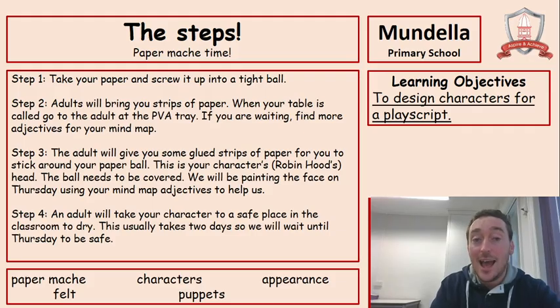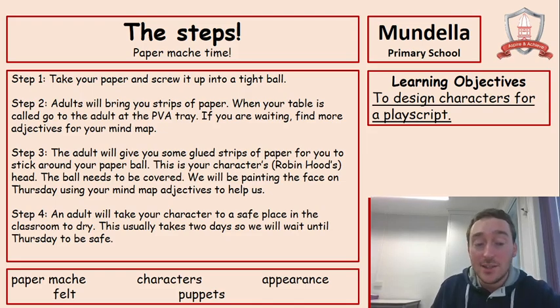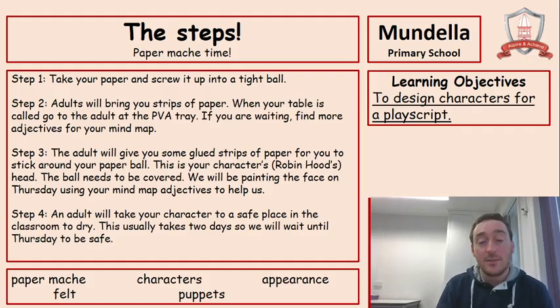Then when you've done that and you have your paper, your table will be called to go to the adult at the PVA tray. Now, if you're at home, then you should have some glue at home that you might be able to stick on top of the paper ball as well. If you're waiting though, please find more adjectives for your mind map. There's always something that we can do that's extra, and there shouldn't be any time where we have nothing to do.